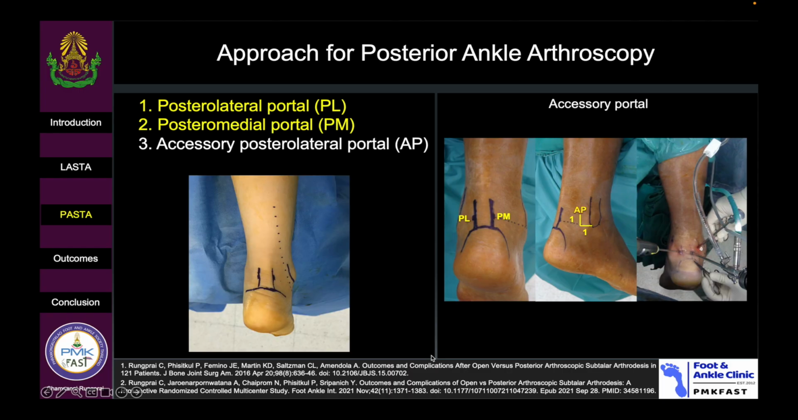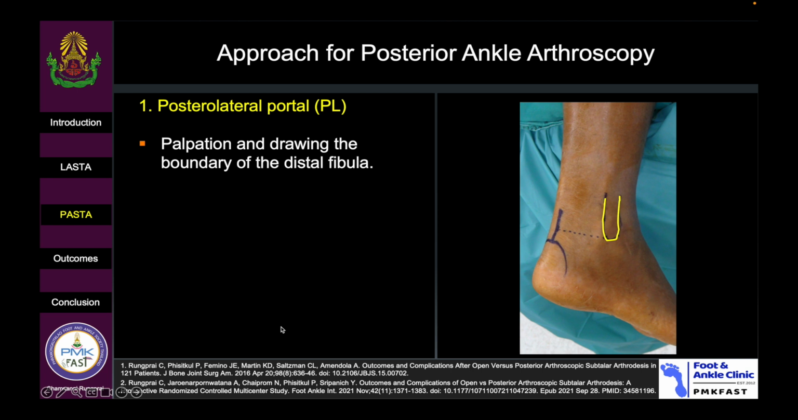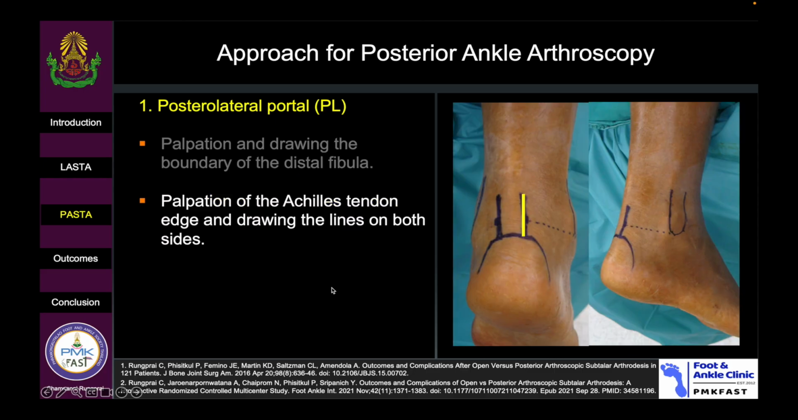For the approach to posterior ankle pathology, we usually use standard posterolateral and posteromedial portals. However, if you perform a subtalar arthrodesis, an accessory posterolateral portal is important. The first portal is the posterolateral portal. We palpate the distal fibula and locate the tip of the fibula. Then we palpate the lateral border of the Achilles tendon and draw the yellow line.